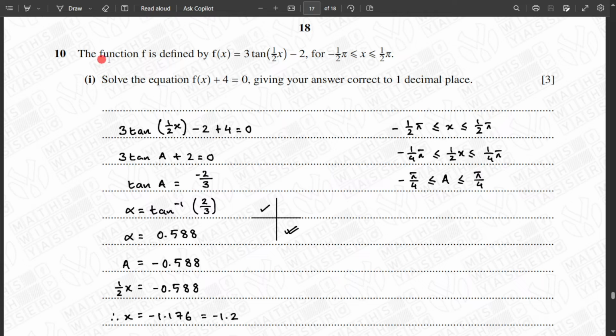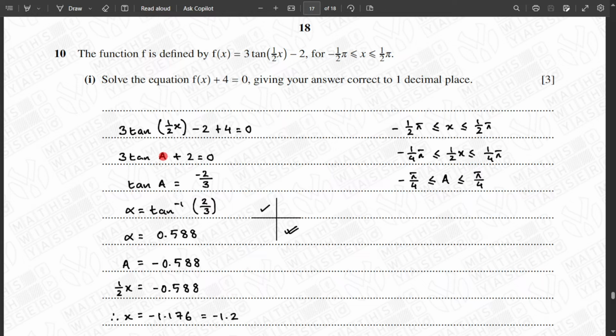Question number 10. The function f is defined by f of x equals to 3 tan half x minus 2, and the limit is minus pi by 2 to pi by 2. Solve the equation f of x plus 4 equals to 0, giving your answer correct to one decimal place. So f of x plus 4 is equal to 0. So that means 3 tan half x minus 2 plus 4 is equal to 0. Or we can say 3 tan a plus 2 equals to 0. I'm considering half x to be a.